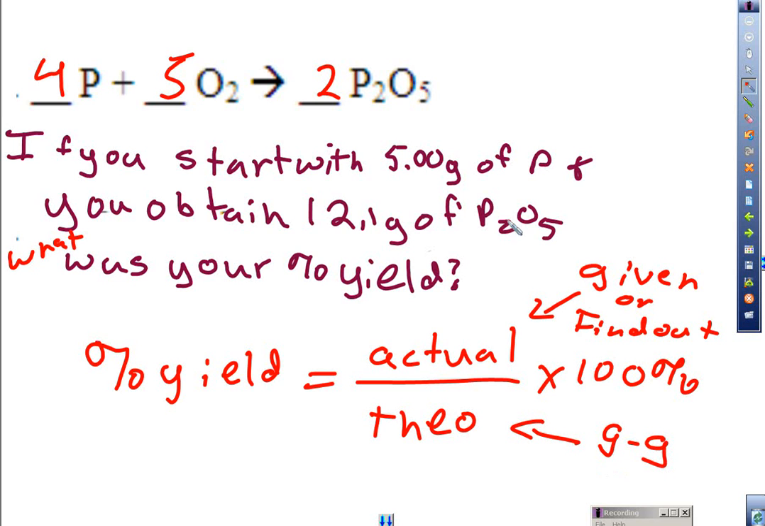Okay? So whenever I say it's given, if you see here, it says you obtained 12.1 grams. That right there is your actual. So what we need to do to figure out the percent yield is figure out the theoretical. So that's what we're going to do with this problem. So we have our equation, this guy right here.